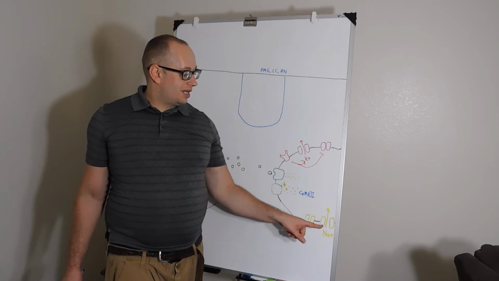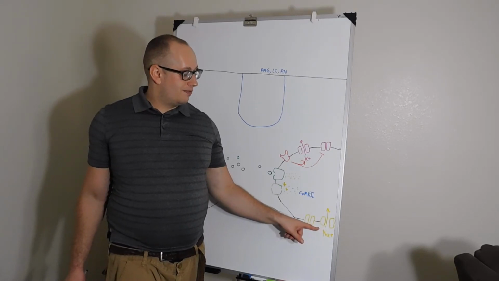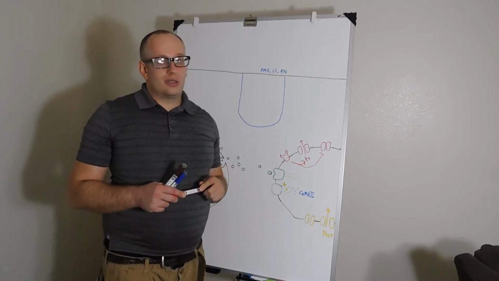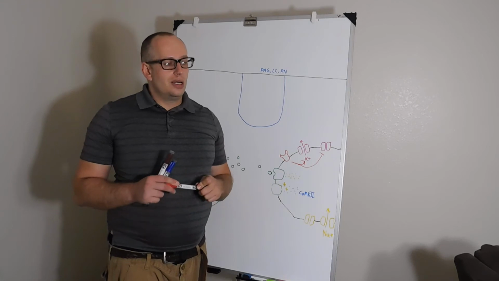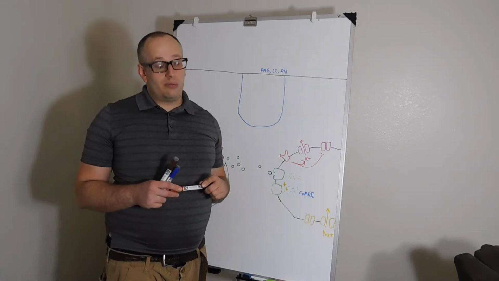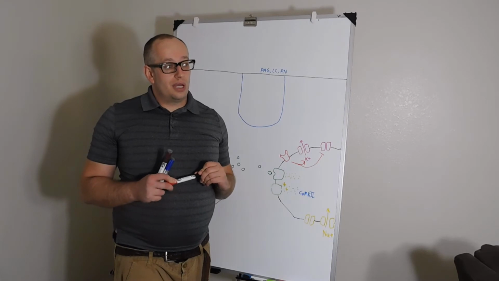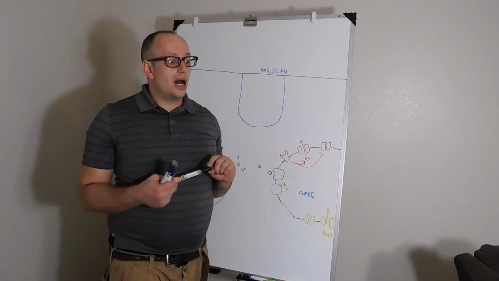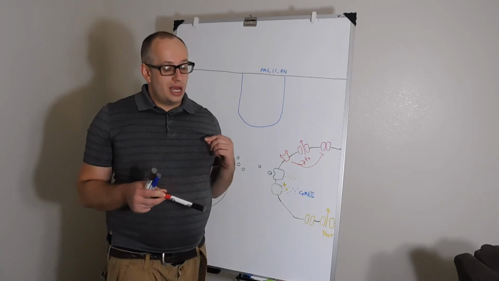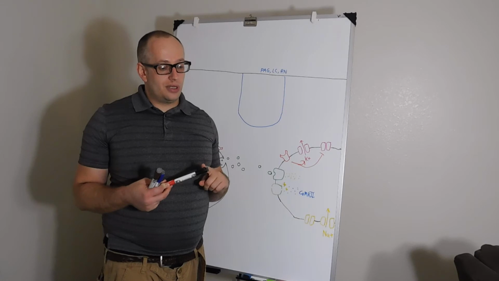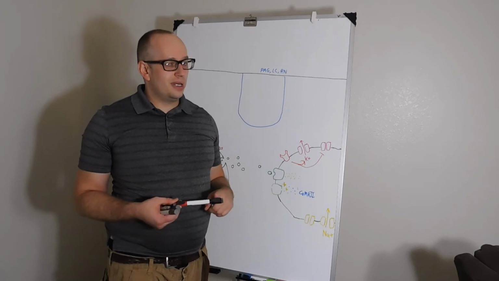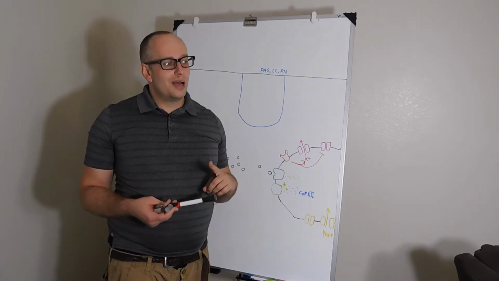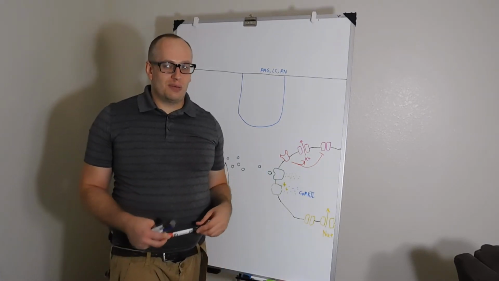In this state, it can be activated again by the lower voltage, but in the inactive state, it can't. So drugs like lidocaine, which is a local anesthetic that blocks pain, is also a class 1B antiarrhythmic. I'm trying to think of some of the other ones: oxcarbazepine and carbamazepine are the names of the drugs.